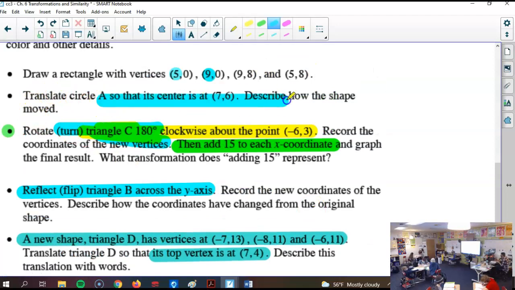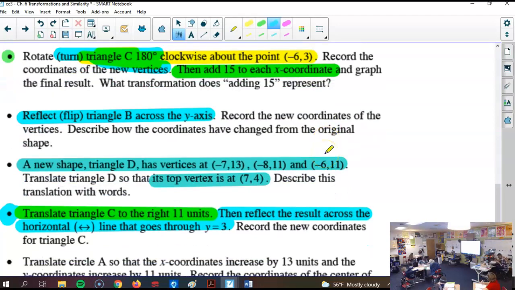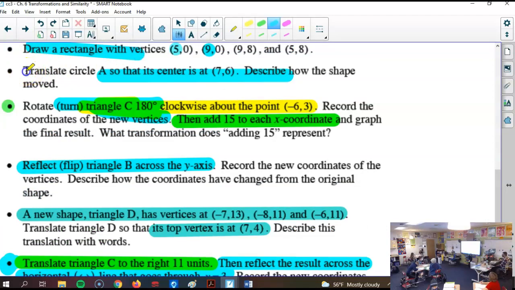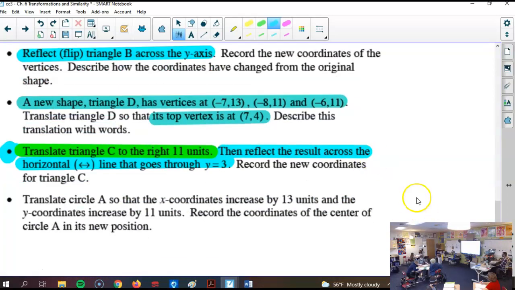Alright, I want to make sure my circle, 7, 6. I'll scroll down in just a second for those of you that are requesting that. If it says translate shape whatever, you're starting at the original. Okay. So are we all good with the original rectangle, the first circle movement, and the first triangle movement? All right, there are the rest of your directions.